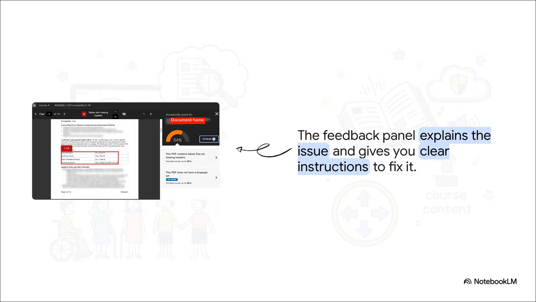And this is what you'll see. When you click that dial, this feedback panel slides out from the side. It shows you the score, it explains what the problem is in plain English, and then it gives you clear, simple instructions on what to do next. It's like having a little accessibility coach right there with you.